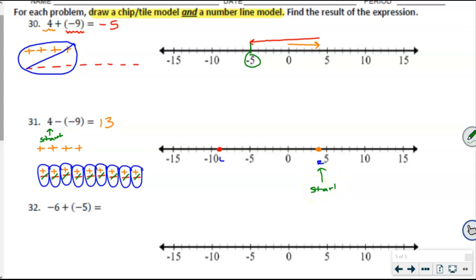If I start on the right, that means the answer is going to be a positive number. How positive is it? Let's count those bunny hops. 1, 2, 3, 4, 5, 6, 7, 8, 9, 10, 11, 12, and 13 again, just like I got the last time. 13 bunny hops.